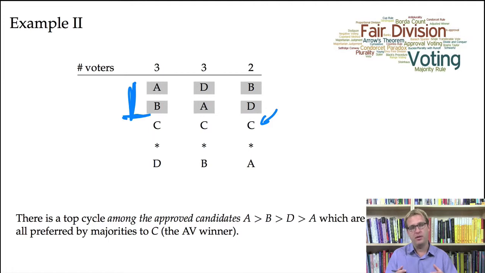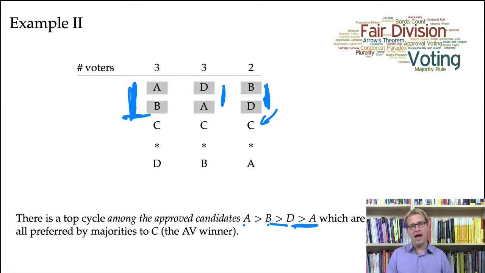So now what we want to do is figure out in the head-to-head elections which of A, B, or D has the most support. But note what happens: 3 people rank A above B, but nobody ranks B above A. So A is ranked above B. 2 people rank B above D, but nobody ranks D above B among the majority approved candidates. So B is ranked above D. And 3 people rank D above A, but nobody ranks A above D. So there's a cycle among the majority approved candidates.